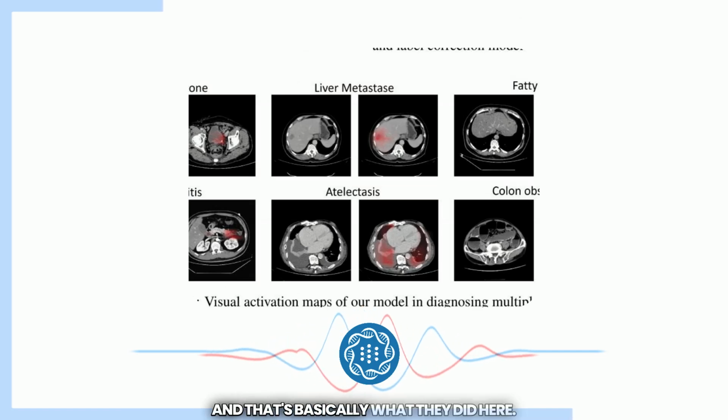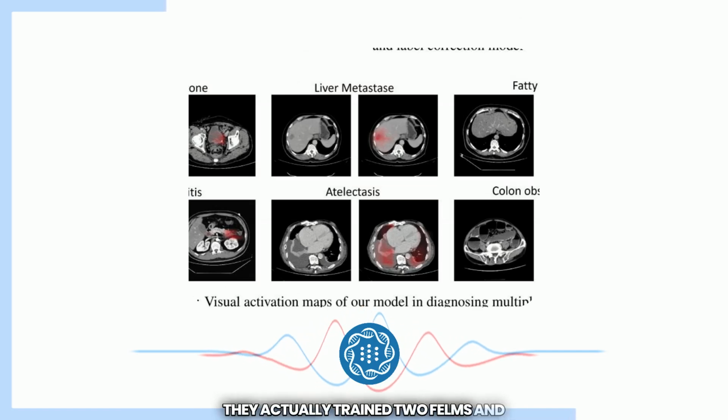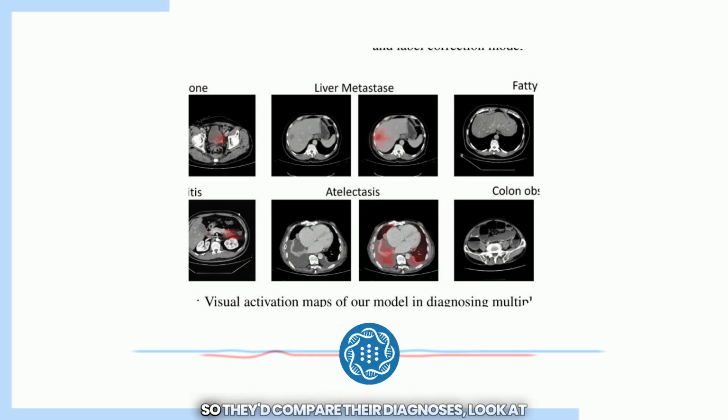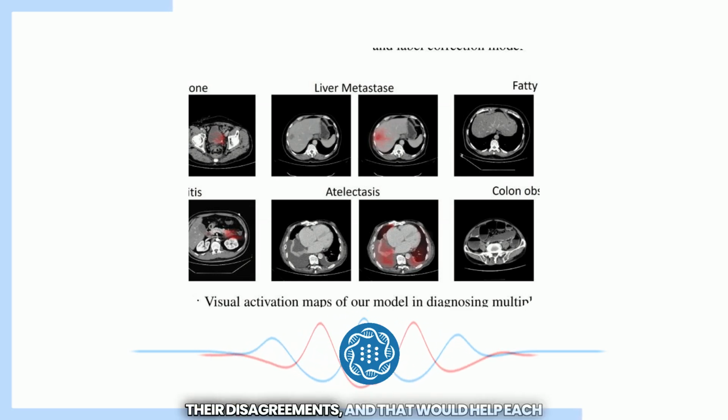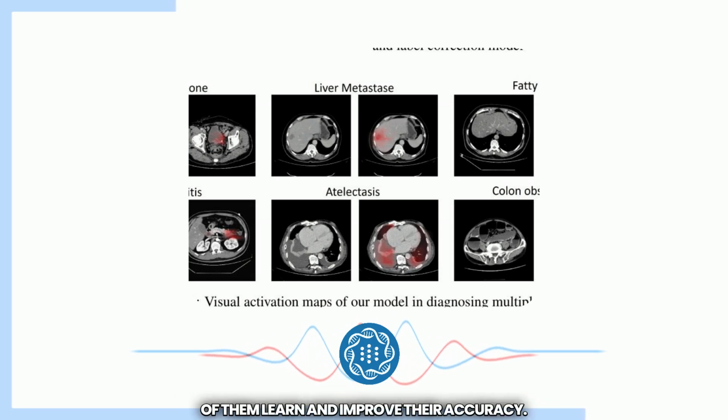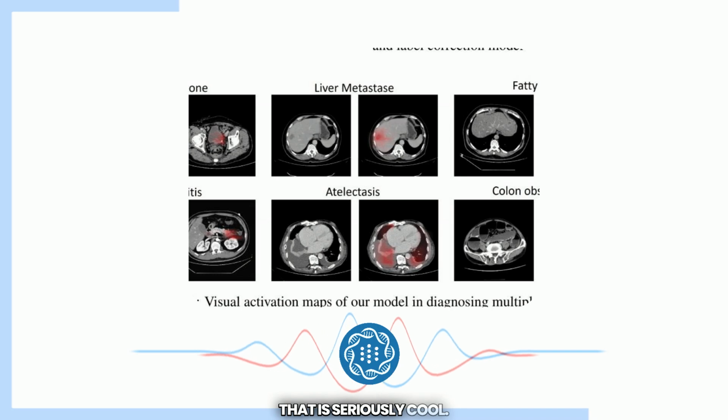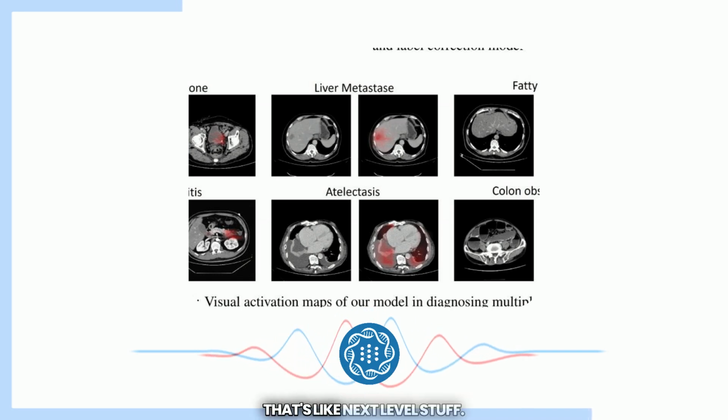It is, and that's basically what they did here. They actually trained two fVLMs and had them co-teach each other. So they'd compare their diagnoses, look at their disagreements, and that would help each of them learn and improve their accuracy. Pretty neat, huh? That is seriously cool. AI teaching AI, that's like next level stuff.